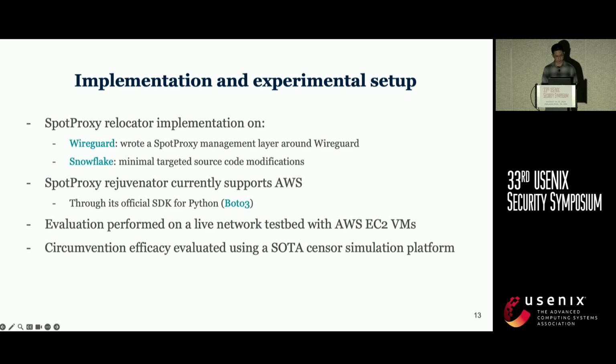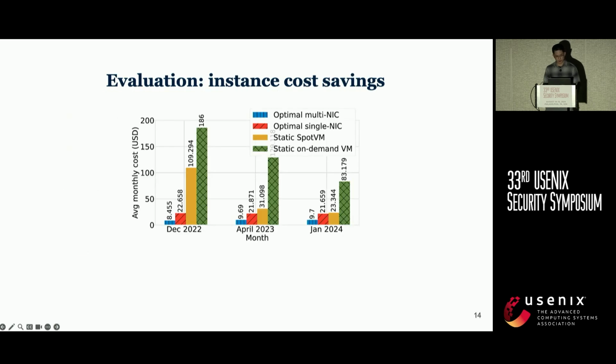So one important thing that we evaluated is instance cost savings compared to various baselines. And here we see a sampling of this across a few selected months. So in green, what you see is the very, very simple base case where you're using regular virtual machines without any changes. Very expensive. In yellow, you see the base case where you're using just normal Spot virtual machines without any changes. And in orange, you see the case where we have the rejuvenator kicking in and changing the instances across time. And this achieves significant cost savings.